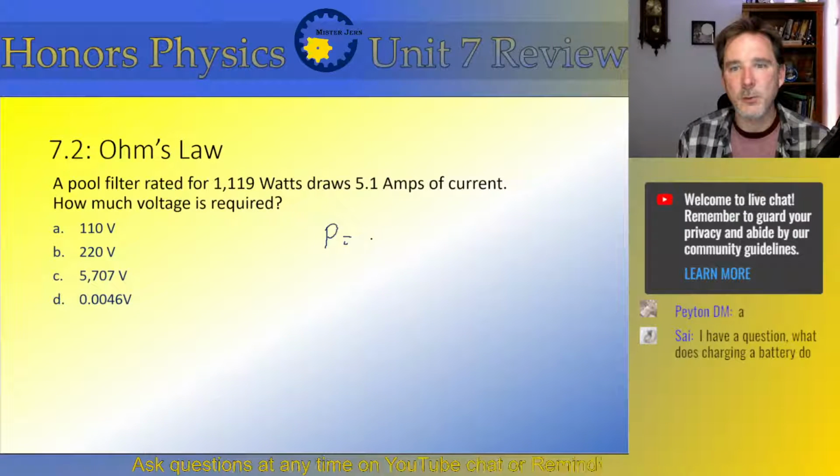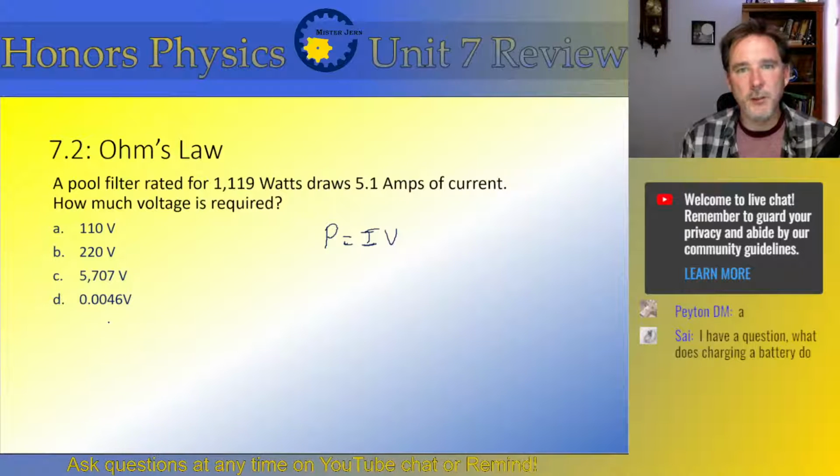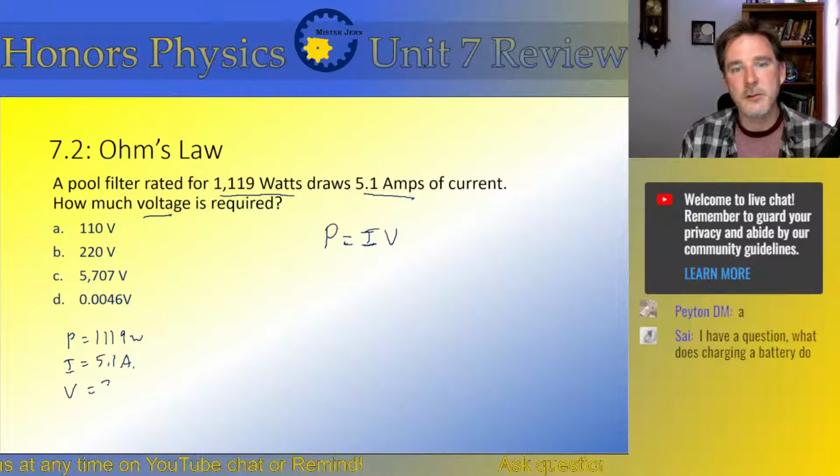So P equals I times V. That is the equation. Watts is power, so P is equal to 1119 watts. It says it's got 5.1 amps, so that's current. And we want to know how much voltage is required. So voltage is my question mark.